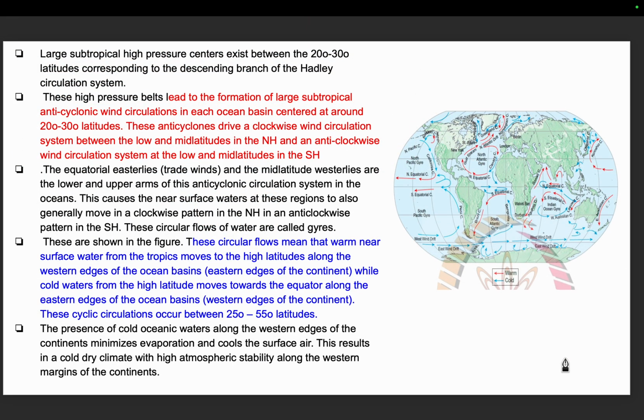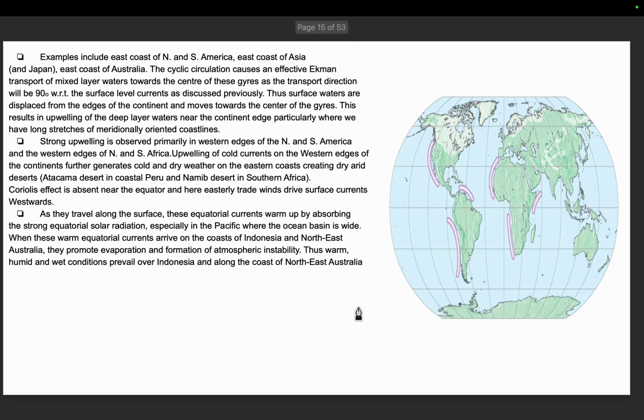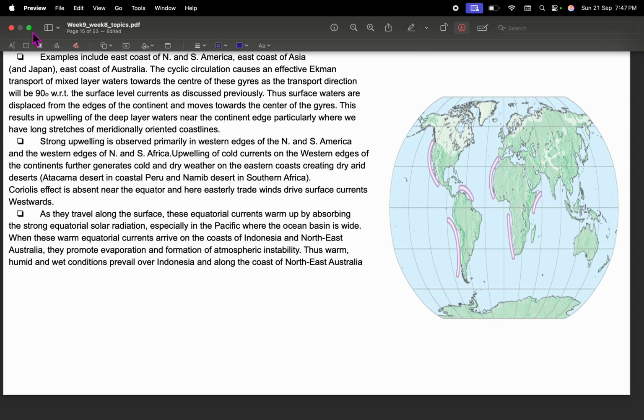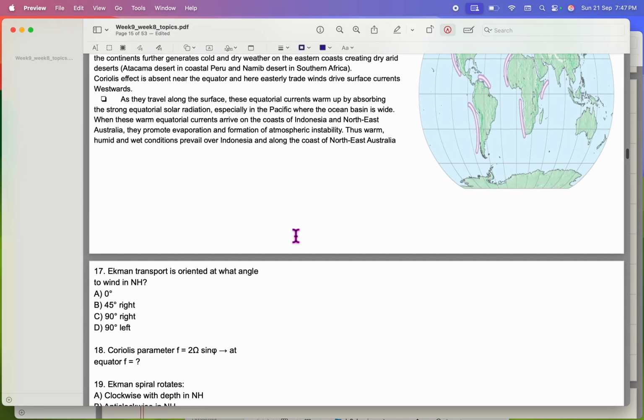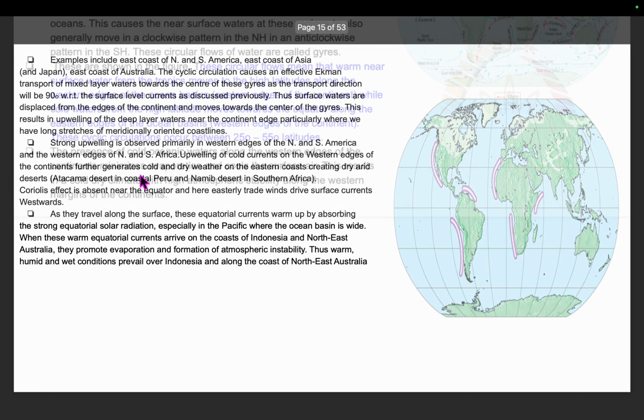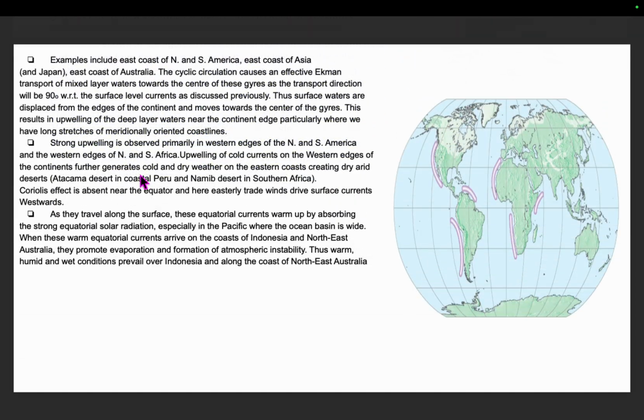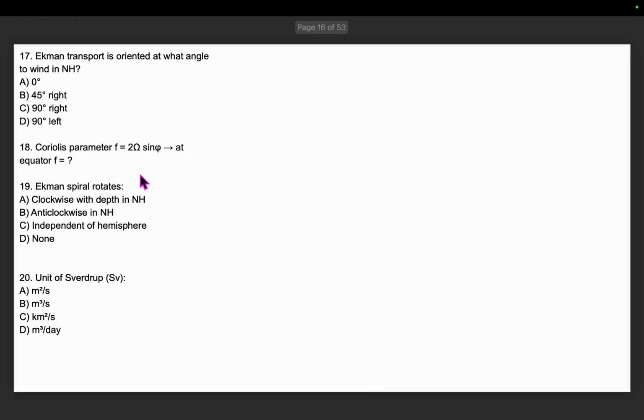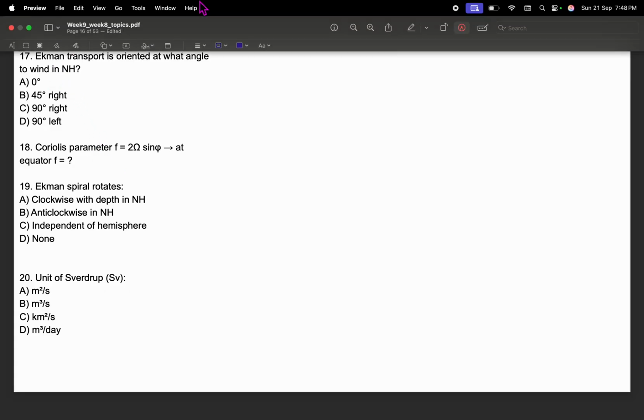Now the next thing we will do is solve a few MCQs with this discussion today, and the rest will be discussed in the next class. So the first MCQ is question 17. Ekman transport is oriented at which angle to the wind in the northern hemisphere? 0 degree, 45-degree right, 90-degree right, 90-degree left.